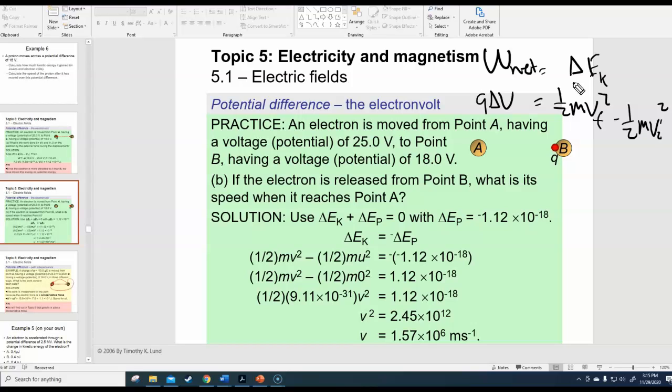Now, by the way, if the electron is released from point B, when it reaches point A, of course, you could also say it's gained back 7 eV of energy, 7 electron volts of energy. Because again, if you have an electron and you move it across 7 volts, that is 7 electron volts of energy that's gained. Okay, but for the purposes of the speed calculation, the energy has to be in joules.